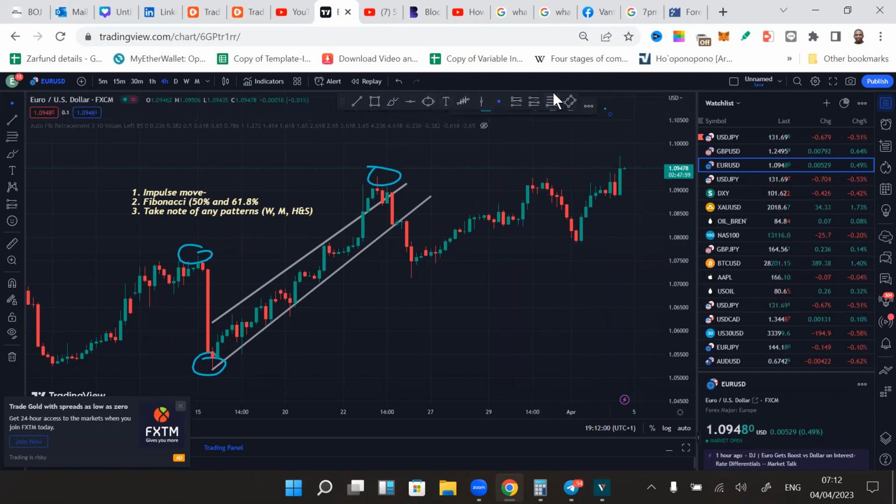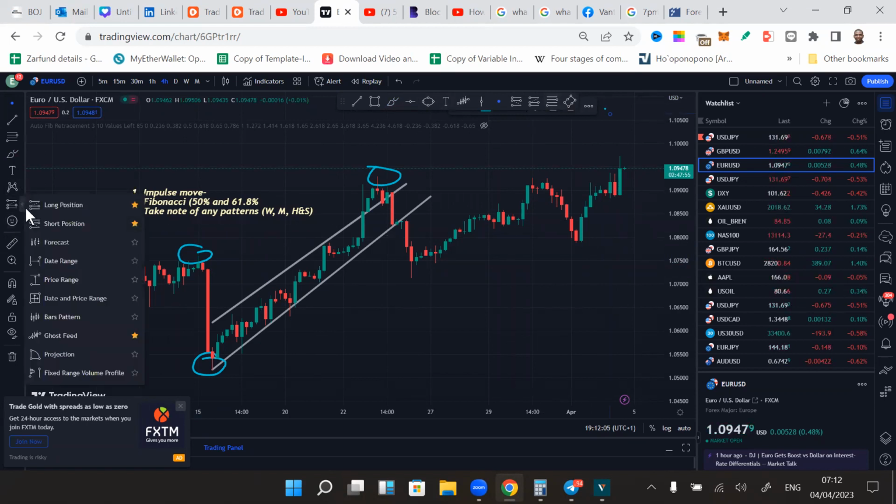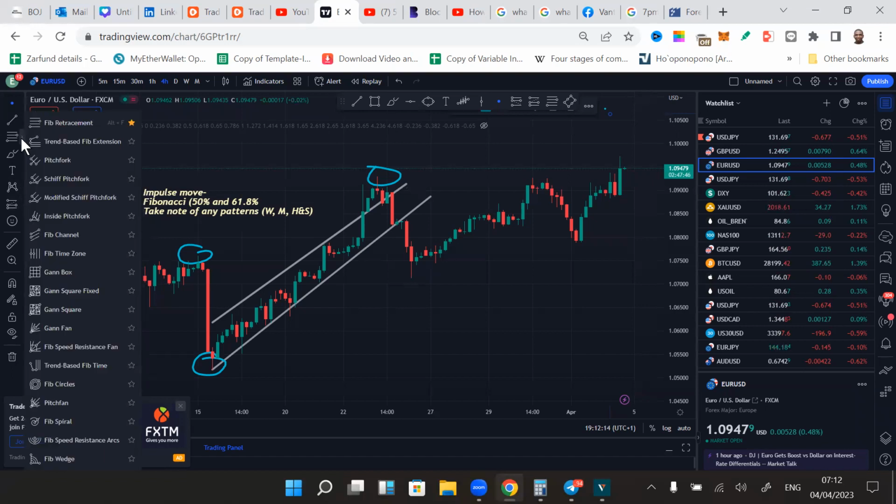So let's pick Fibonacci. This is my Fibonacci here. This is my Fibonacci 2. So you can always find Fibonacci inside here. Long short position. Where do we find Fibonacci there? Okay, I think it should be here. You see Fibonacci retracement. So you're looking for Fibonacci retracement.